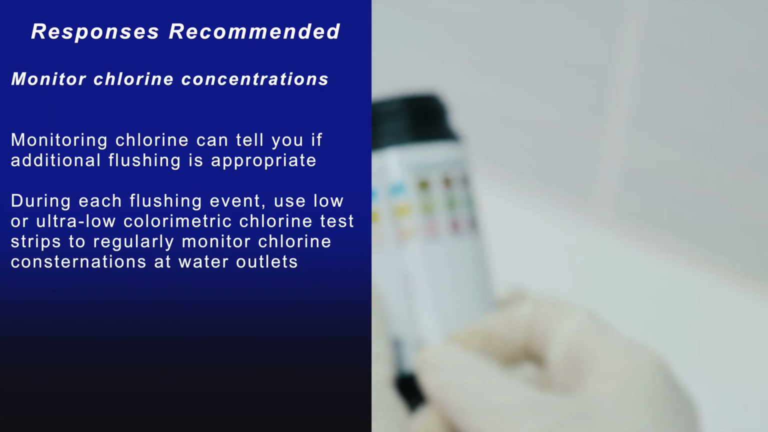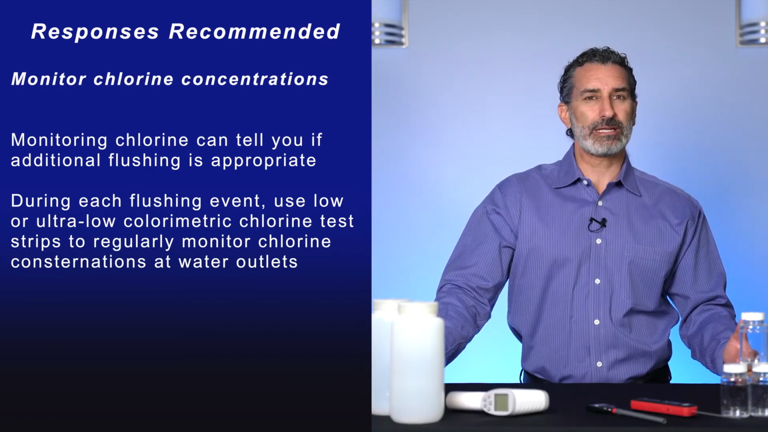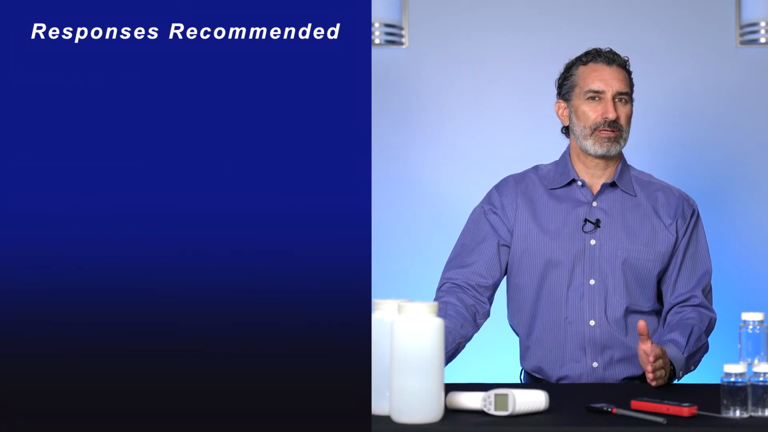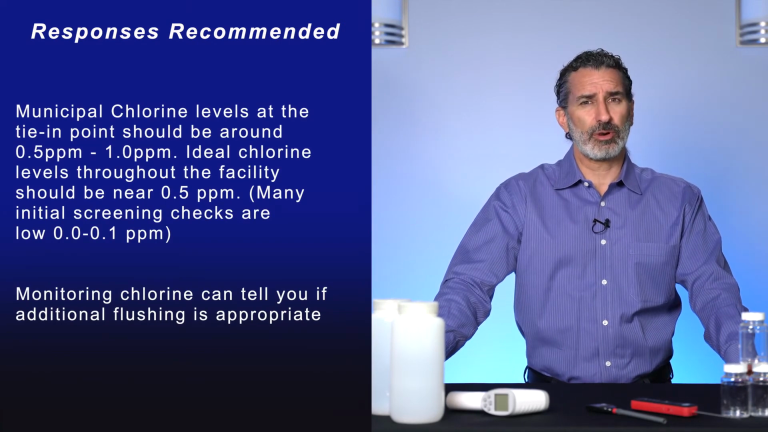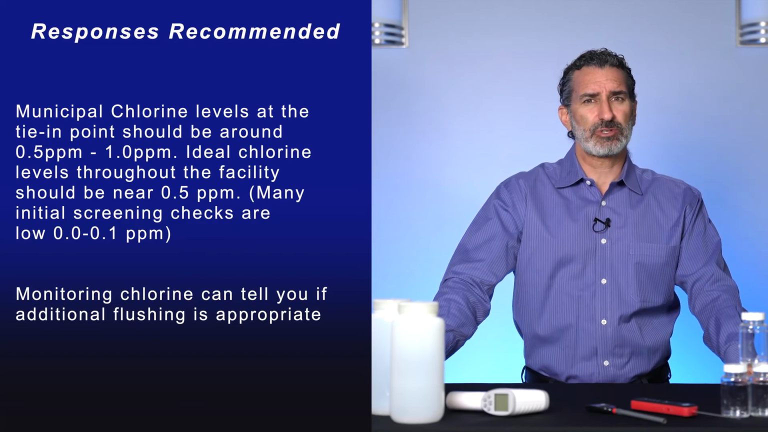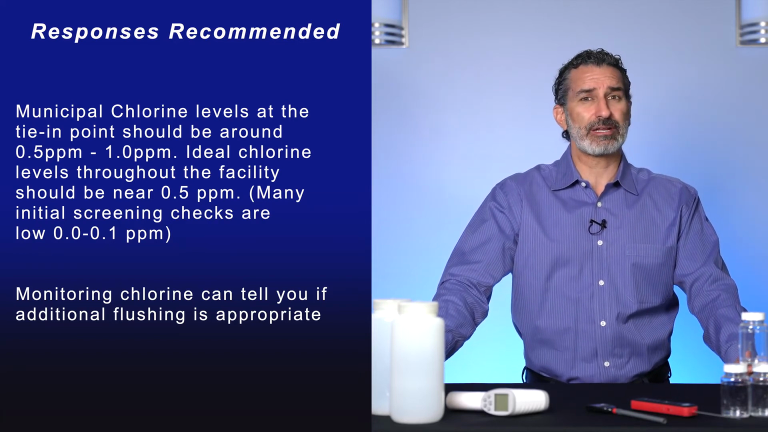That will help you determine your flushing regimen. Do you need to bring in more water from the city, which will be chlorinated, or less water from the city? How much chlorine is in the city water? Well, it shouldn't be any more than 4 parts per million, but generally speaking, it's between 0.5 part per million and 1 part per million. It's never going to be higher in your building.